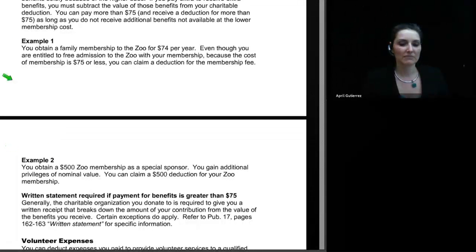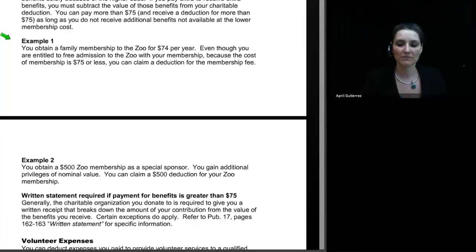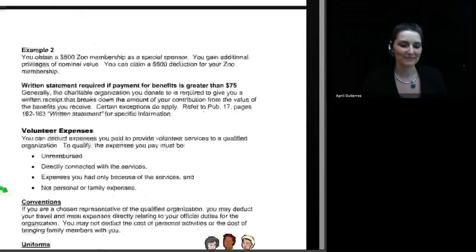So we have example number 1. You obtain a family membership at the zoo for $74, even though you are entitled to a free admission to the zoo with your membership. Because the cost of membership is $75 or less, you claim a deduction for the membership fee. Example number 2. You obtain a $500 zoo membership as a special sponsor. You gain additional privileges of nominal value, such as you don't have to pay the $1 parking fee, and you can claim a $500 deduction for your zoo membership.